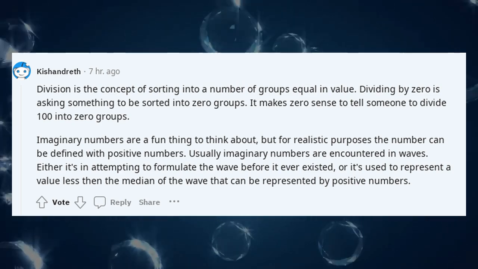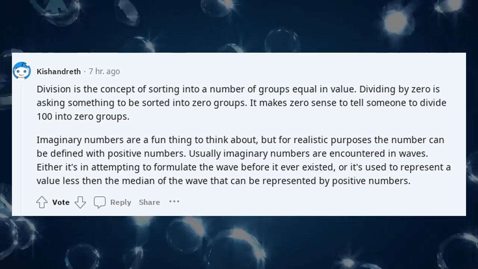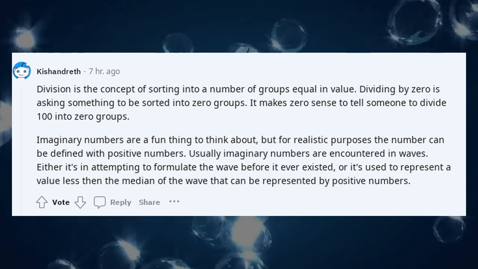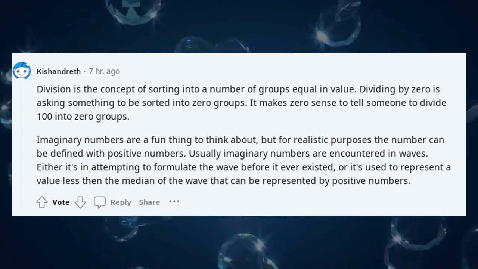Dividing by 0 is asking something to be sorted into 0 groups. It makes 0 sense to tell someone to divide 100 into 0 groups.